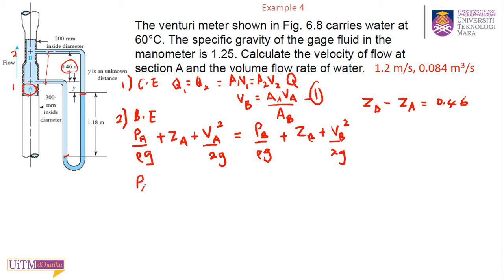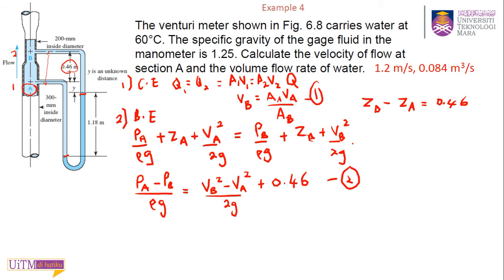So when you write your equation back, write pressure in one side. So PA minus PB over rho G equal to VB squared minus VA squared over 2G, you bring this to the other side, plus ZB minus ZA, so you have the value, plus 0.46. Okay, so this is your equation, and so this ni satu, ni dua, second equation.